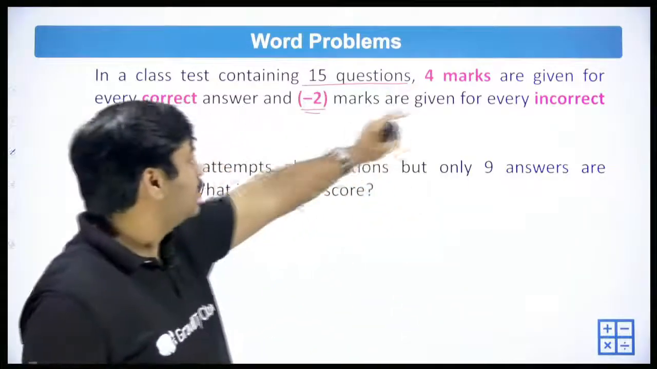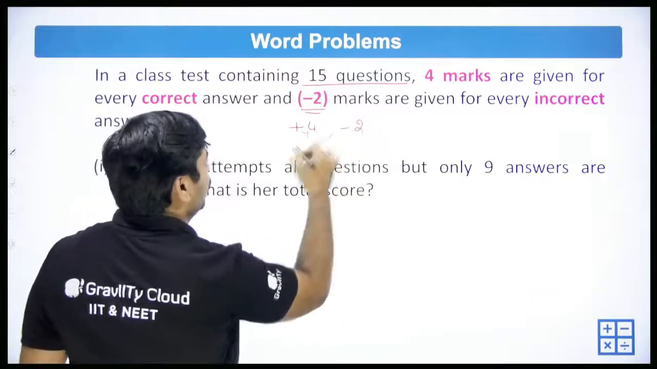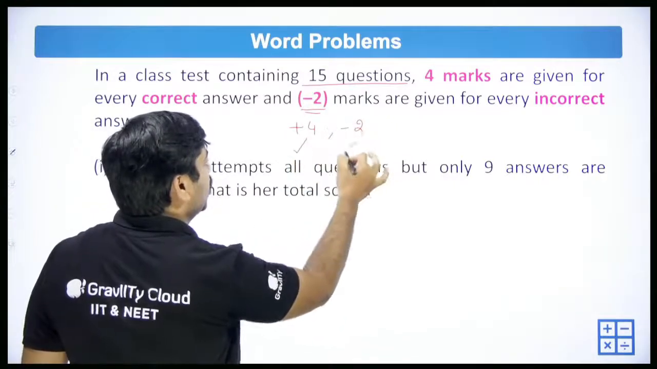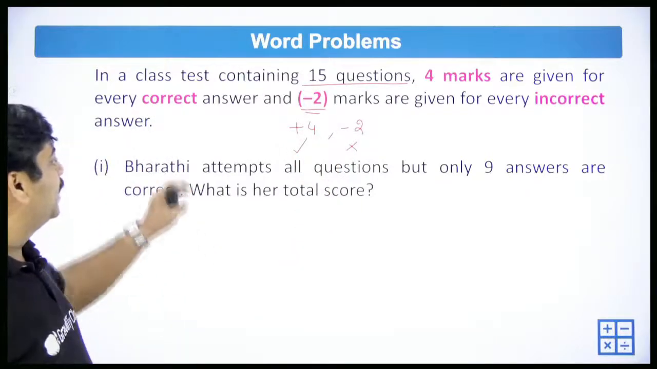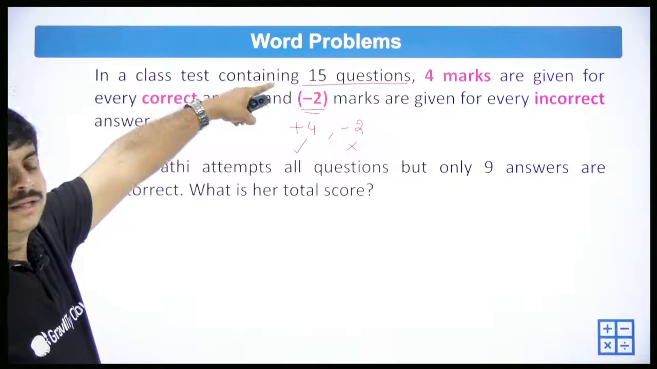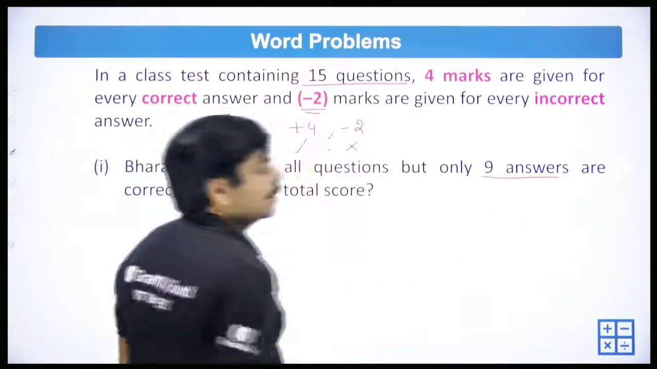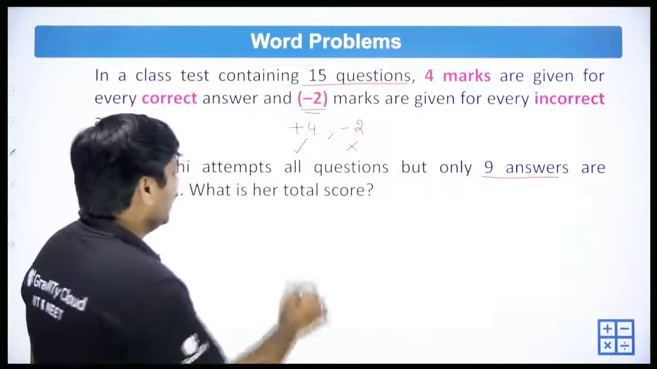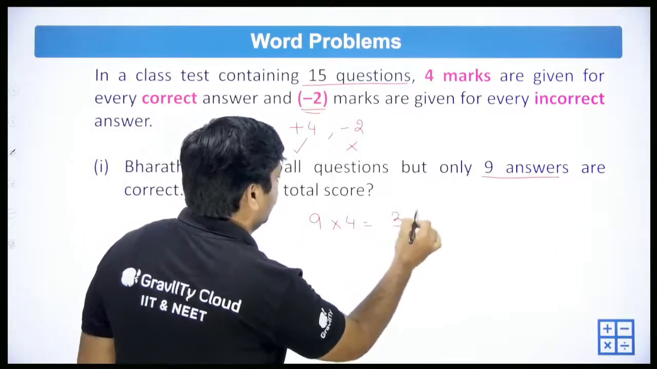So, plus 4 and minus 2. That is the evaluation. If you are getting a correct answer, plus 4. If you are getting a wrong answer, minus 2. What's the question? Bharati attempts all the questions. All means 15 questions. But only 9 answers are correct. So 9 into 4, she will get 36 marks.